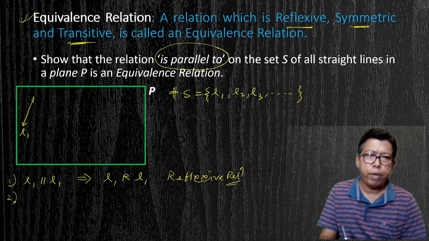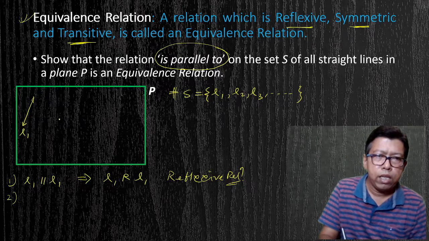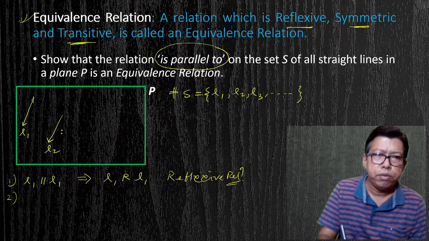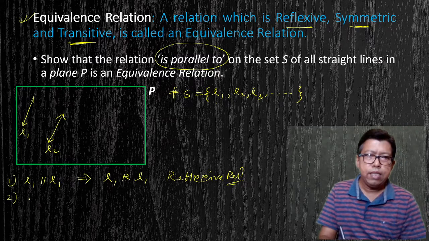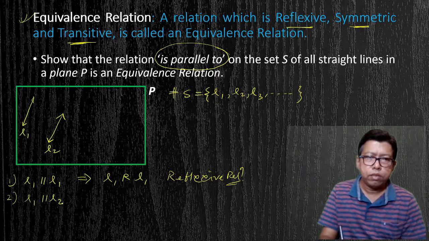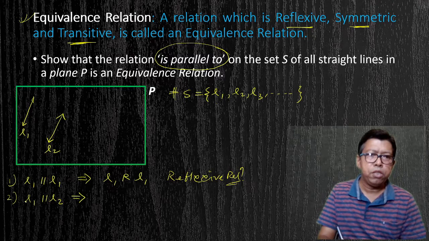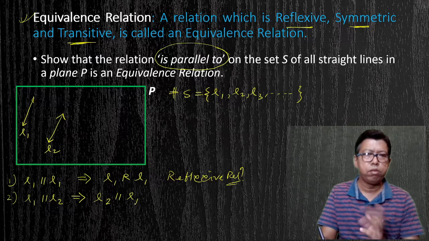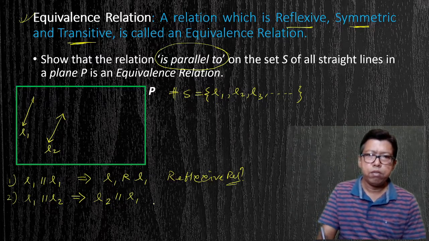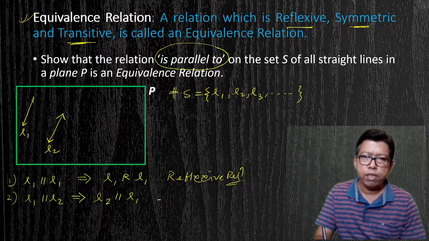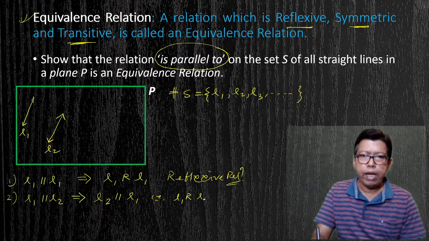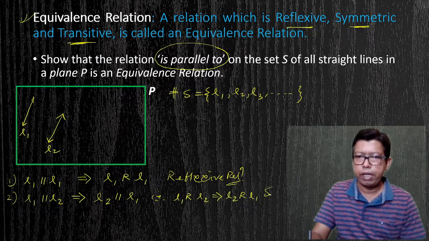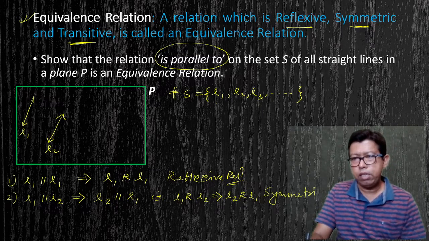Second property: you consider another line, say L2, and L1 is parallel to L2. Does it imply that L2 is also parallel to L1? Obviously if a line is parallel to another one, it will be vice versa, isn't it? So this is symmetric. In short, L1 is related with L2, and it implies that L2 is related with L1. So this is a symmetric relation.